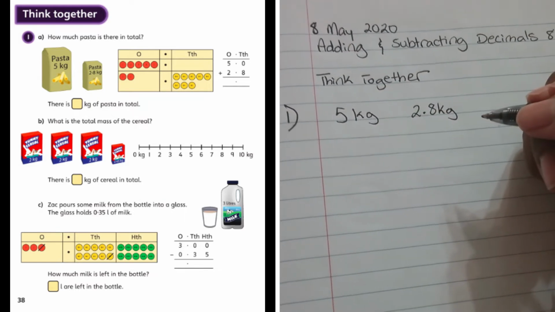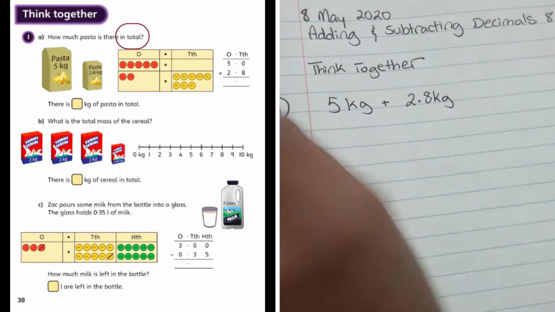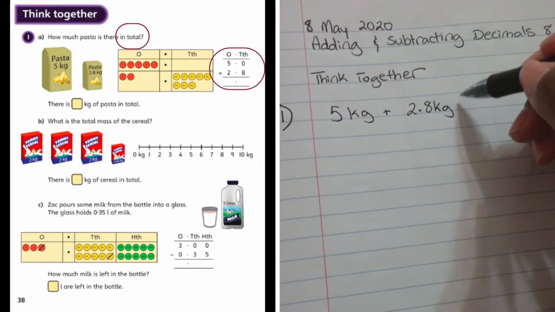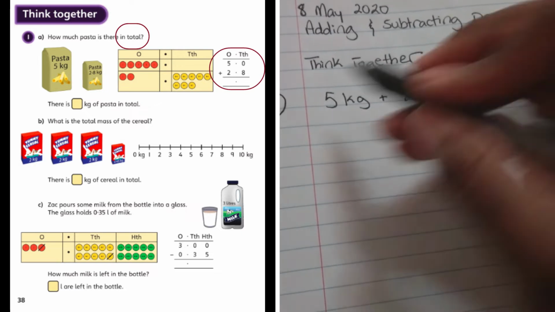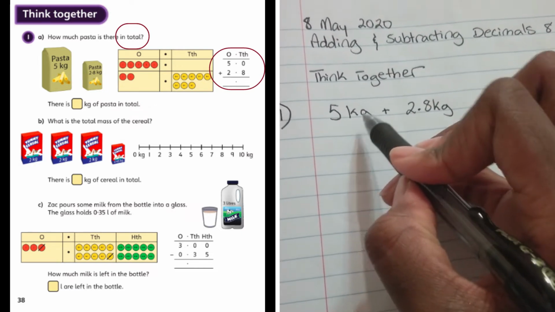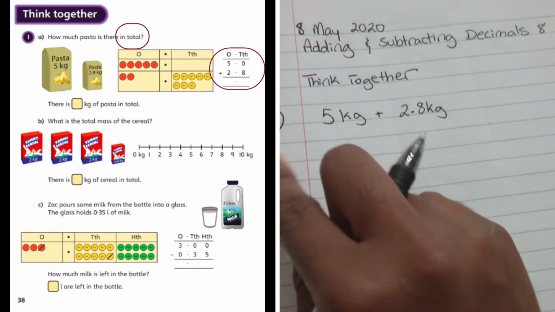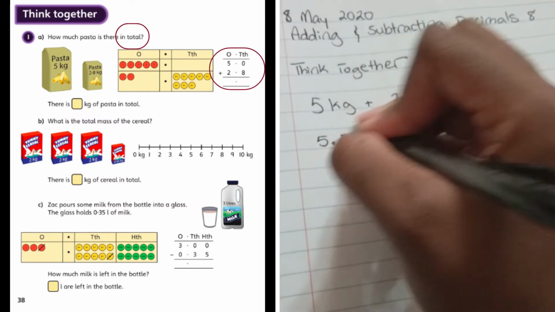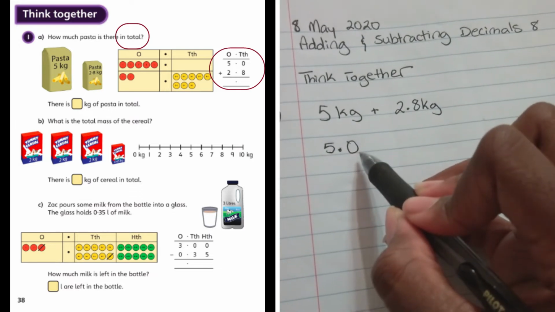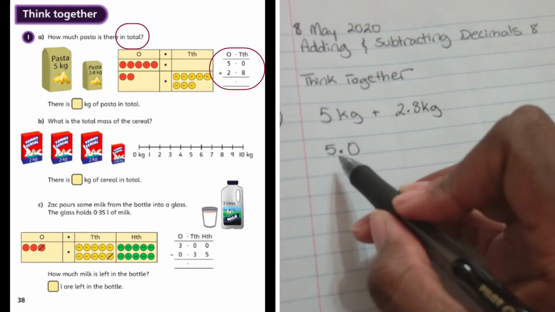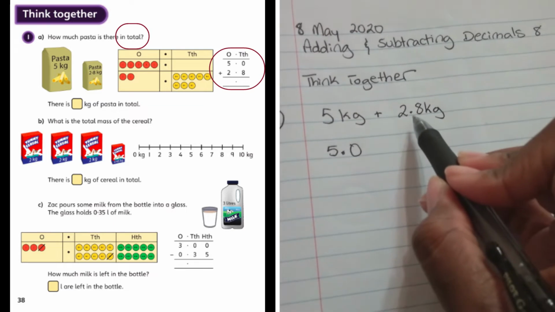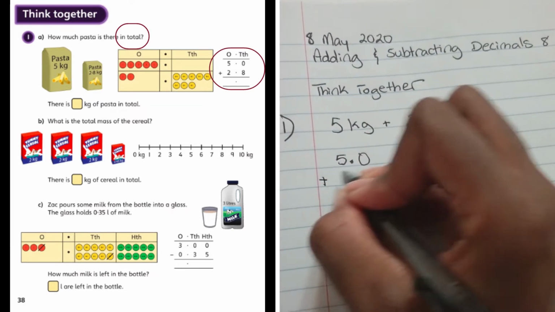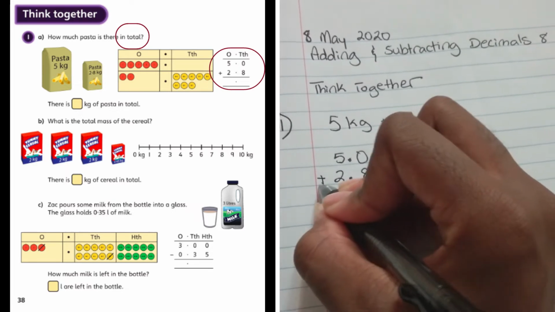Well, it's asked me how much is there in total, so I know right away I'm going to have to add these up. And it's actually shown me on the side how to do that. What I noticed they did is they put a placeholder in the tenths place for the 5 kilogram bag. The reason for that is that 5 kilograms is exactly the same as having 5.0 because it's 0 tenths. It has no value, so it's still just 5 ones. But when I show it like this, it's much easier to add another number that has something after that decimal point. So when I add 2.8 to it, it lines up nicely.